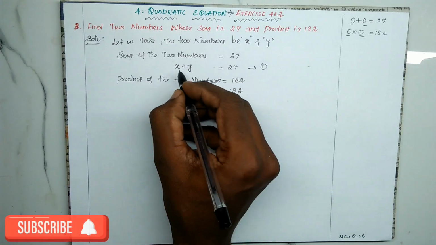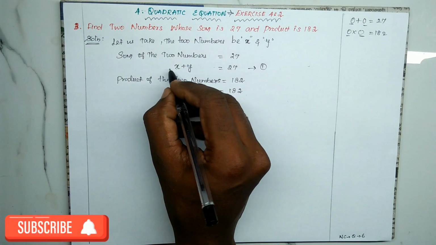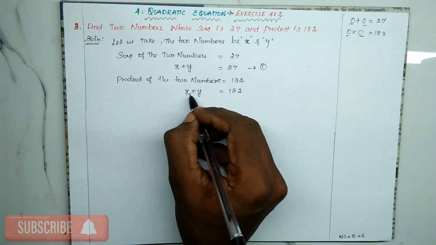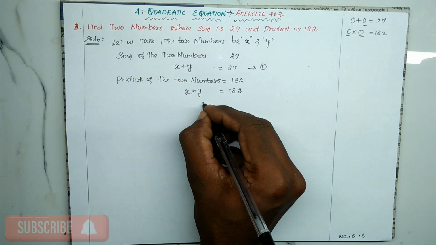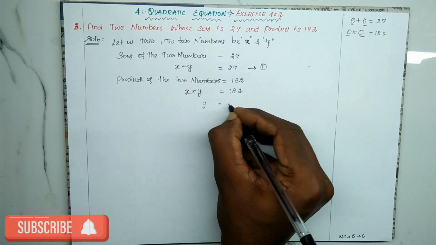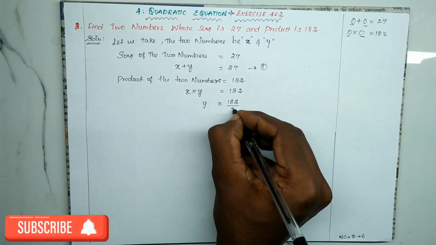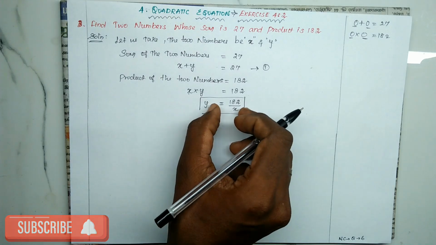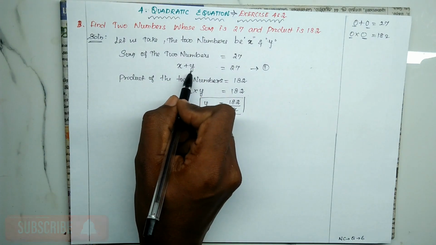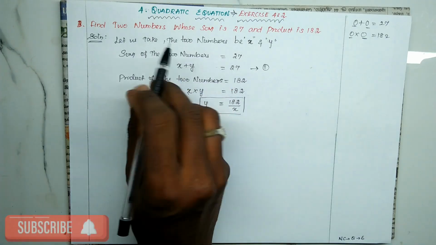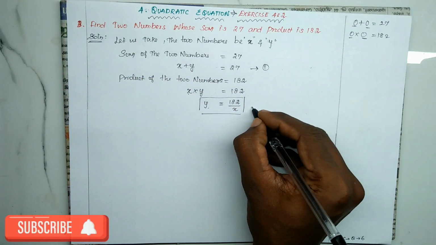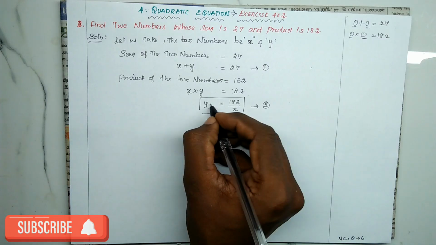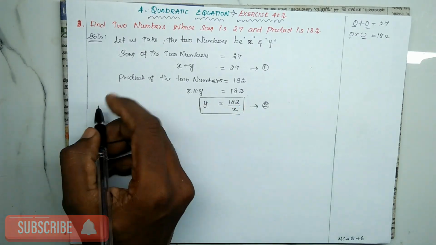Now we are going to make an equation which is full of x. Here we have x into y is equal to 182, that is the product. Now we have to find the value of y. y is equal to what? 182 divided by x. Okay. So now we can substitute this value in equation 1. So equation 1 will become throughout in terms of x. So that will be easy for us to solve the question.